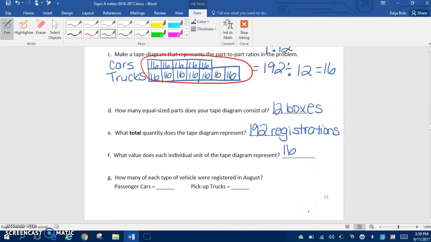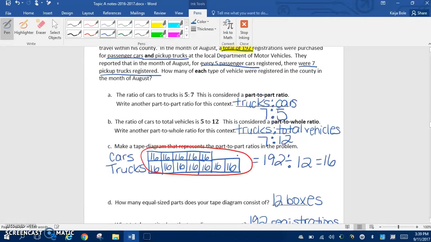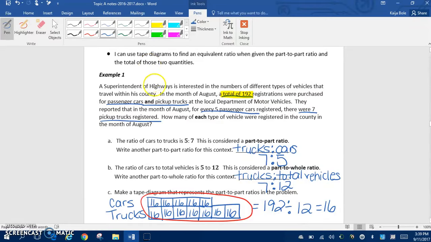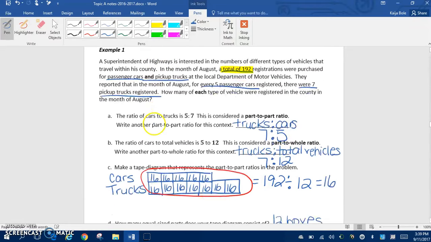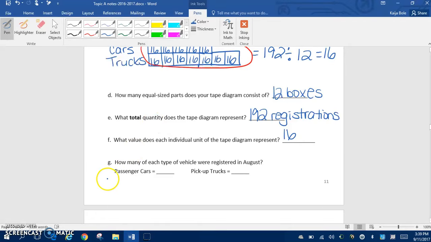Okay, so the last part, part G, says how many of each type of vehicle were registered in August. Alright, so if we go back up to the top where we underlined, it says in August that there were 5 passenger cars registered. So down here we'd have 5 times each box is 16. 5 times 16 is 80. And then there were 7 pickup trucks registered, 16 in each box, and 7 times 16 is 112.